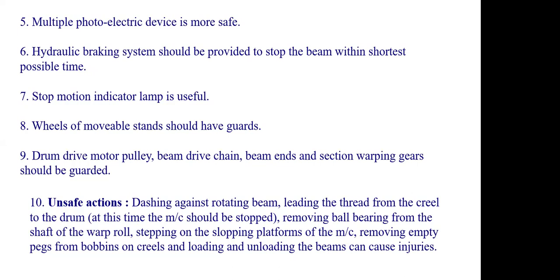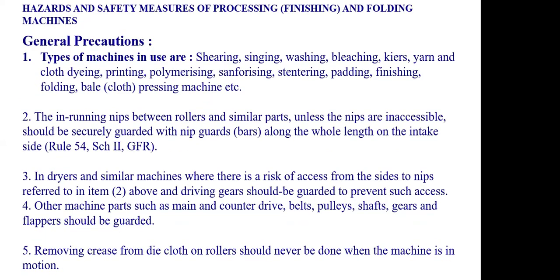And also unsafe actions: dashing against the rotating beams, leading the thread from the creel to the drum, removing a ball bearing from the shaft when the wrap roll is moving, stepping on the sloping platforms of the machines, removing empty pegs from the bobbins or creels, and loading and unloading of the beams can cause injuries. So when machines are in motion, they should avoid all these unsafe actions to avoid accidents.